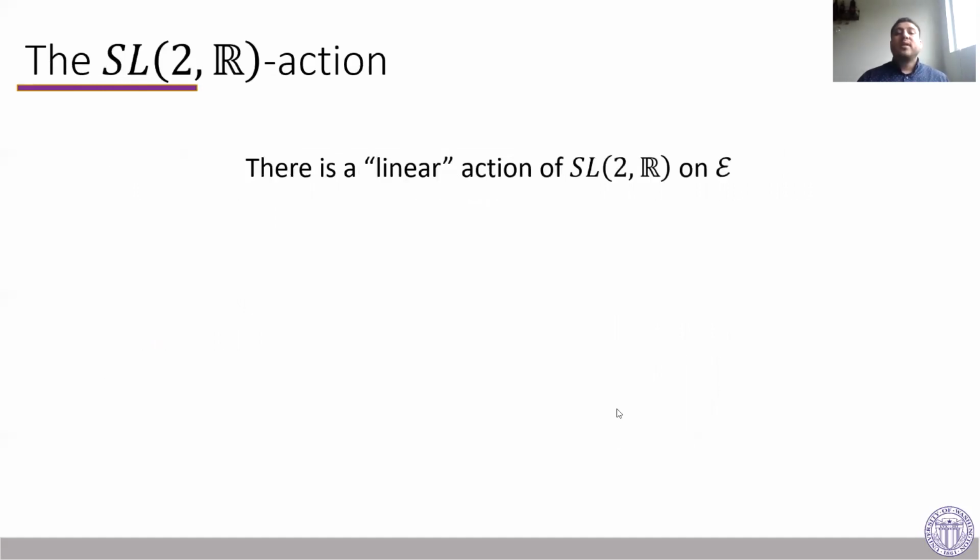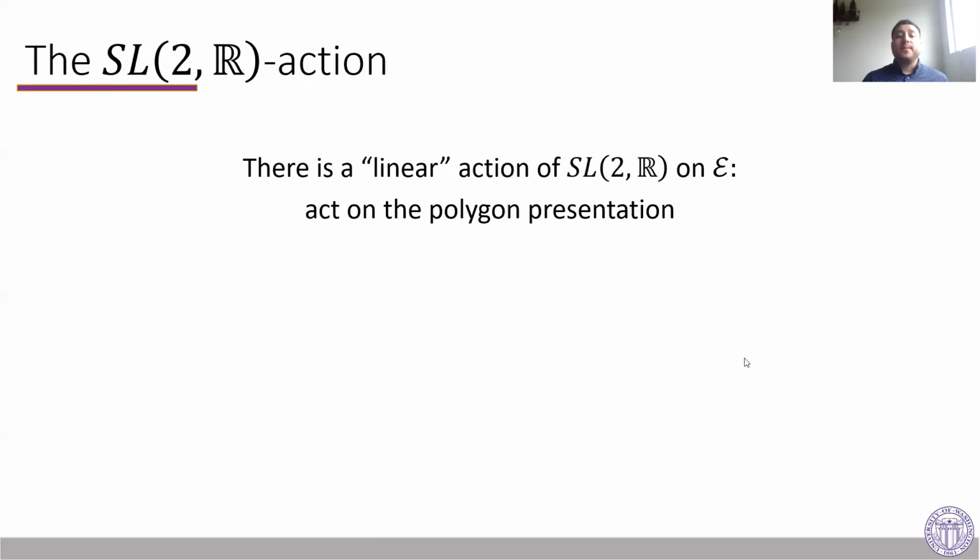And I want to realize that there's a natural SL2R action. I keep saying a dynamical question on the space of all double slit tori, but there's no dynamics, right? This is just a space. So I want to consider the linear action of SL2R on E. What do I mean by this? Well, what's an element of E? It's just a polygon in the plane, and SL2R knows how to act on polygons.